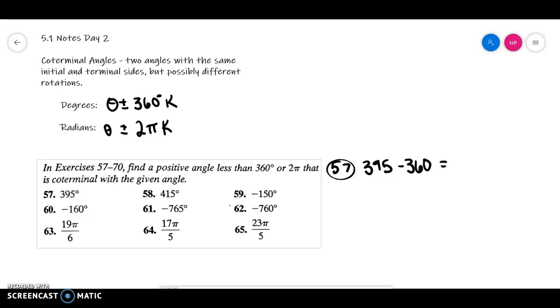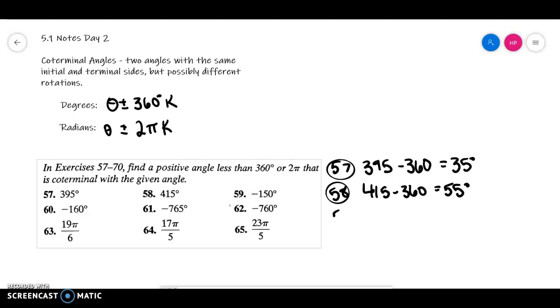So 395 minus 360 would just be 35. And because that then is between 0 and 360, I'm done. And then 415 minus 360 would be 55 degrees. So again, because I am between 0 and 360, I'm done.